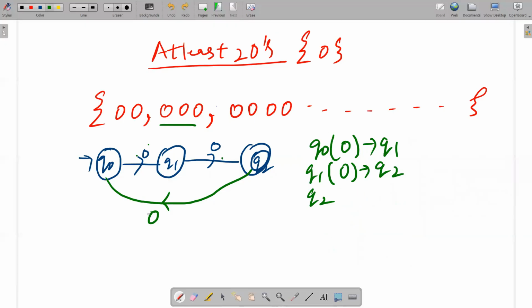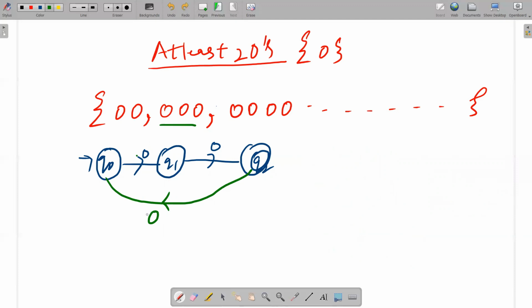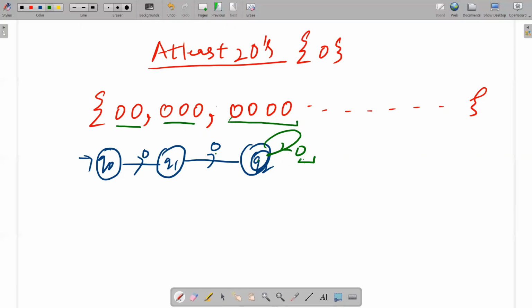So there is only one option which is left. The option that is left is that put a loop of 0 on Q2. Guys, if I put a loop, I'll get minimum 2 zeros. Then I can take 1 0 from this. I will get 3 zeros. If I don't get any zeros from this, I'll get double zero. If I get 2 zeros from this loop, I'll get 4 zeros. If I get 3 zeros from this, I'll get 5 zeros. So I'm accepting everything. So this is my final answer.